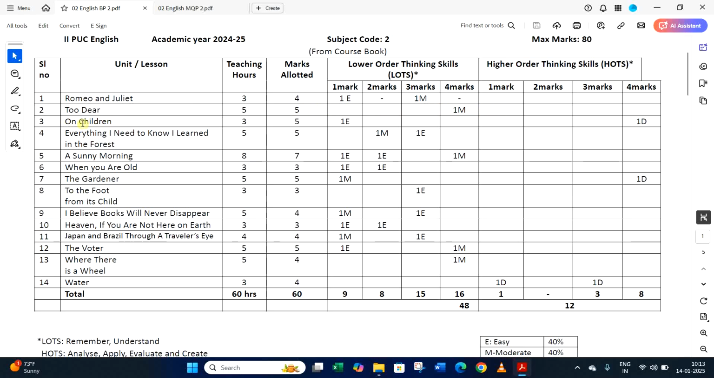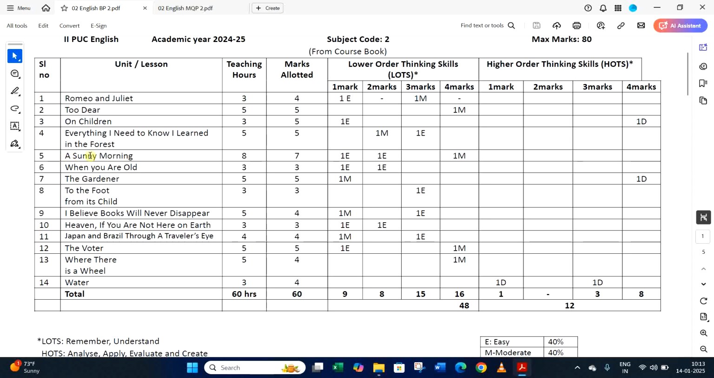The next lesson is on Children, 5 marks allotted. You can find here 4 mark question 1 and 1 mark question 1 over here. So also you can find at the same time other lessons. Everything I Need to Know I Learned in the Forest, 5 marks. You can find here 3 mark 1 question, 2 mark 1 question.